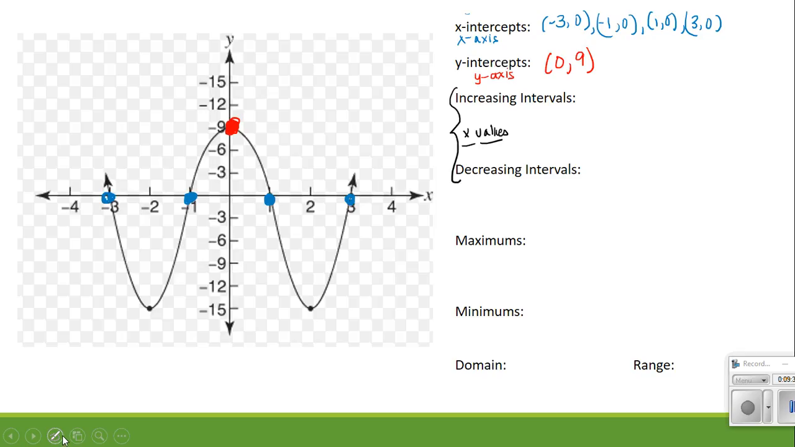So increasing intervals. Well, where is this increasing? If I stand right here, how do I get down here? Oh, that's a down. I'm going down, decreasing. From this value to here, how do I get there? Oh, I have to walk up. So this part is increasing. I get to here, and I have to walk down again. So that's a decreasing part of the graph. I get to here, and I walk up, I have to increase.